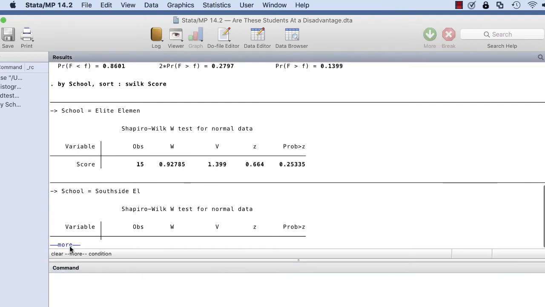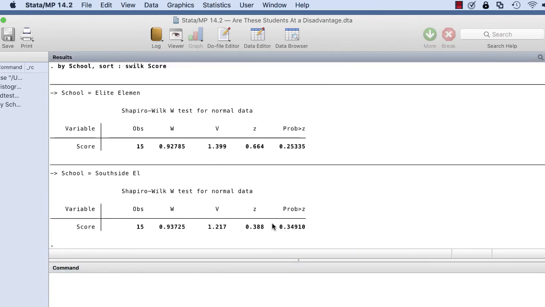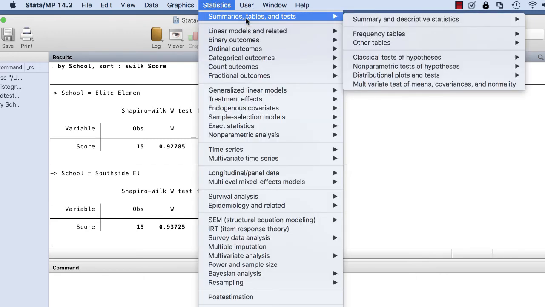And so what this is telling us is that our data is normal. If we look at Elite Elementary School, that data is not significantly abnormal or skewed or does not have significant kurtosis, as well as Southside school. The reason I say that is because these values, or the probability of significance, are both above 0.05. So let's go ahead now and run our t-test analysis.